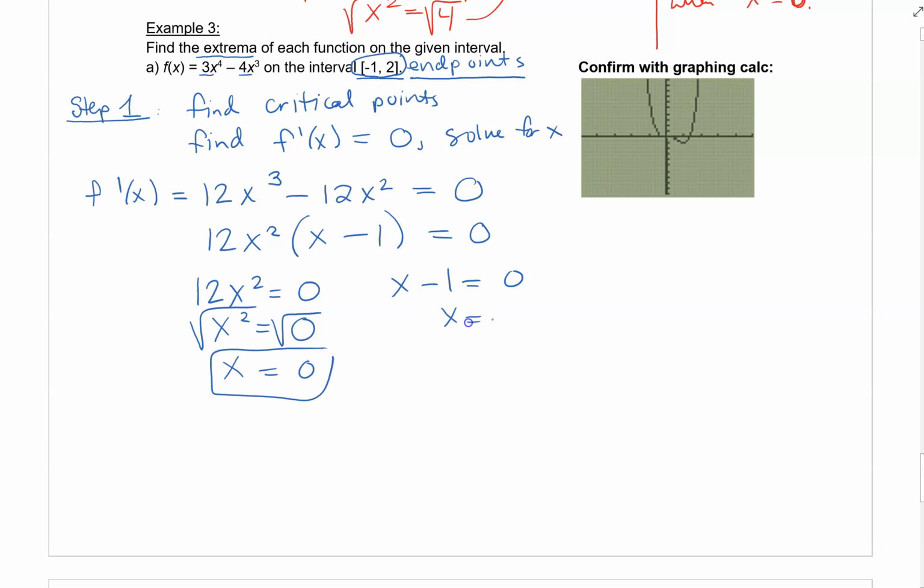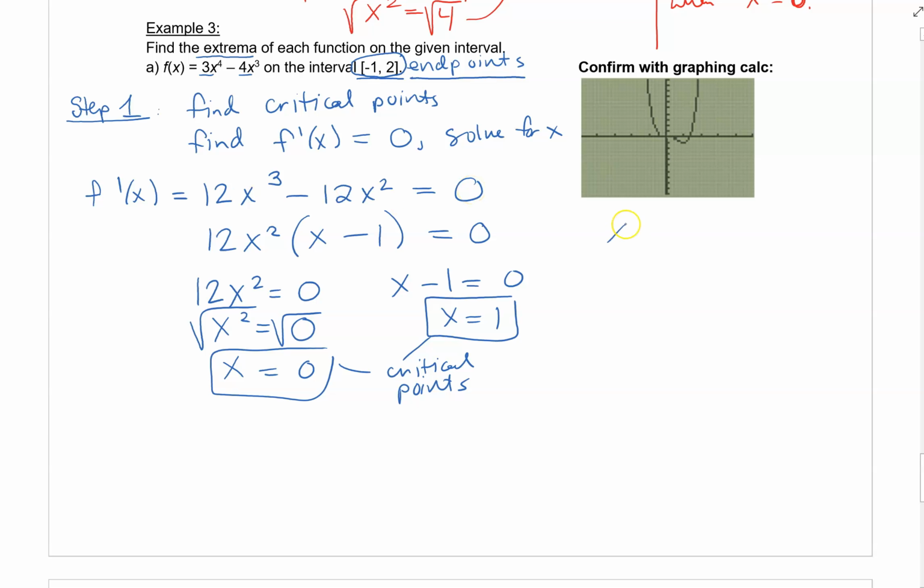Here I can add 1 to both sides and I get 1. So I have two critical points. That's what these are called. These are called critical points because these are values of x that, if I plug them into the derivative, will give me a 0.